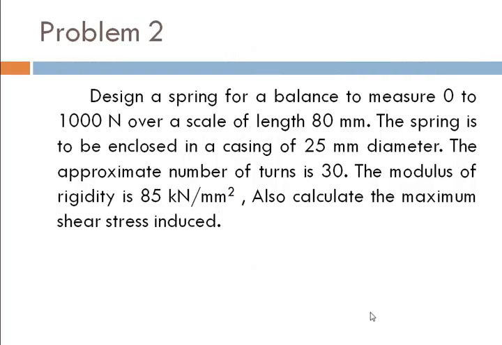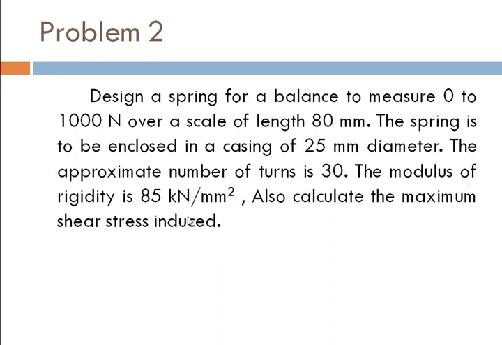See the next problem. Design a spring for a balance to measure 0 to 1000 newtons over a scale of length 80 mm. The spring is to be enclosed in a casing of 25 mm diameter. This is the limit or the size they have in that particular application. There is only 25 mm diameter space in which you need to enclose a spring. The approximate number of turns is 30. The number of turns is also given, 30.